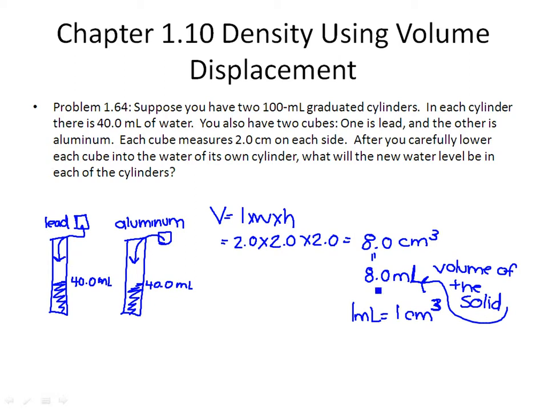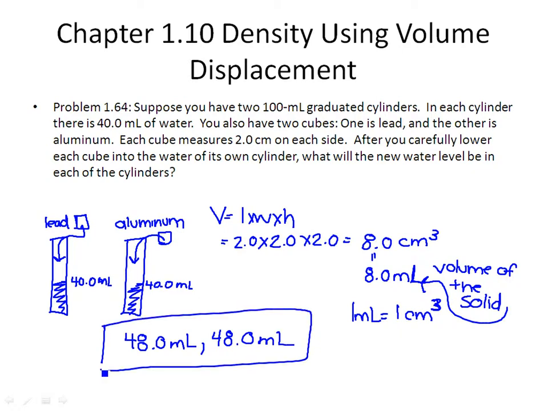So you have 8 milliliters, so you're going to go up by 8 milliliters. We started at 40, is that right? Yep. So we would have 48.0 milliliters for both, and this is how you would put this into Mastering. However, in the lab it's not going to be exactly the same. I think your cube is going to measure 1.6 centimeters or something similar to that.